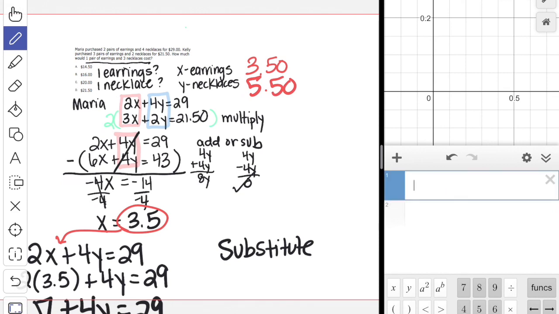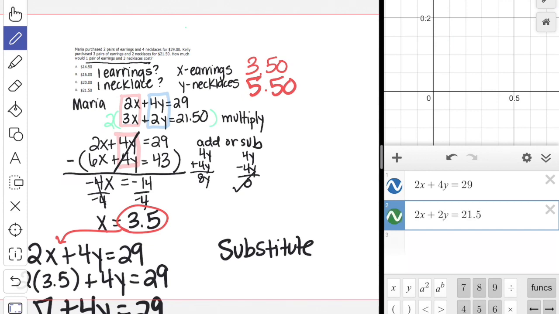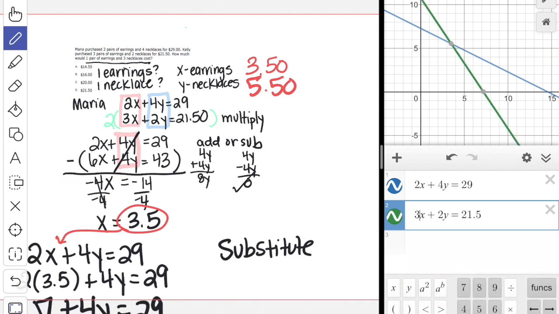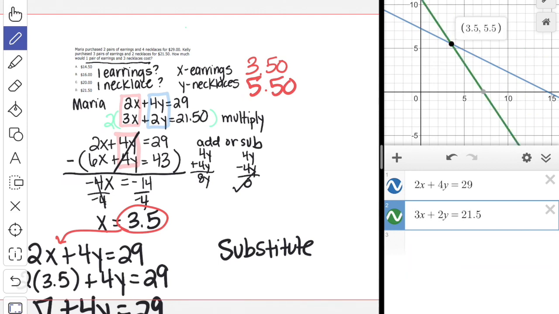Okay, now before I go any further into the answer, let's actually check that this is right. So I'm going to check it in Desmos. I'm going to plug in my originals. So 2x plus 4y equals 29. And 3x plus 2y equals 21.50. So I'm going to zoom back out, find the intersection, and I just realized I typed the piece wrong. That should be a 3. So let's do that again. And now we have confirmed that my x is 3.5, and my y is 5.5.